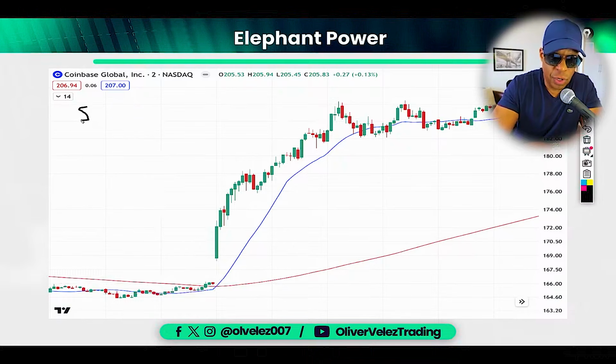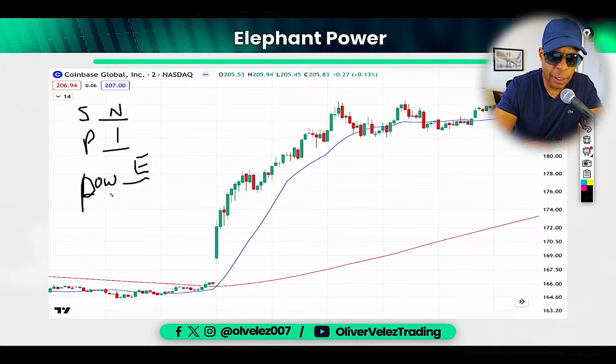And then this is what I teach you guys. State is narrow. Position is 1. Power is elephant, not tail in this case, or 180. It's elephant in this case. Entry: when you're buying in the bar, that's anticipation. If you're buying above the bar, that's confirmation.